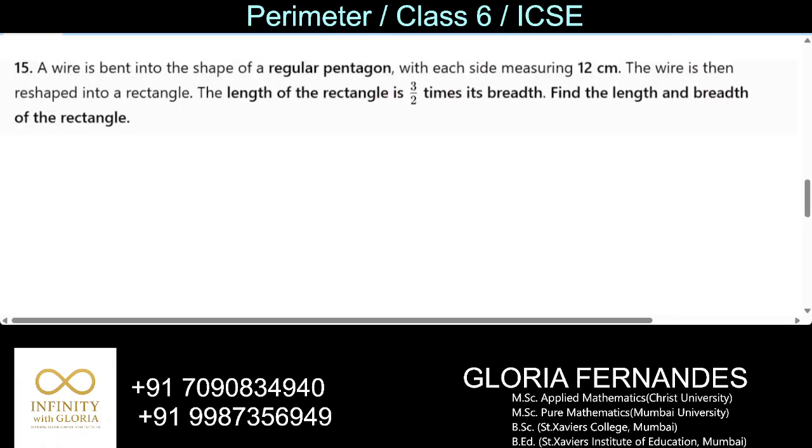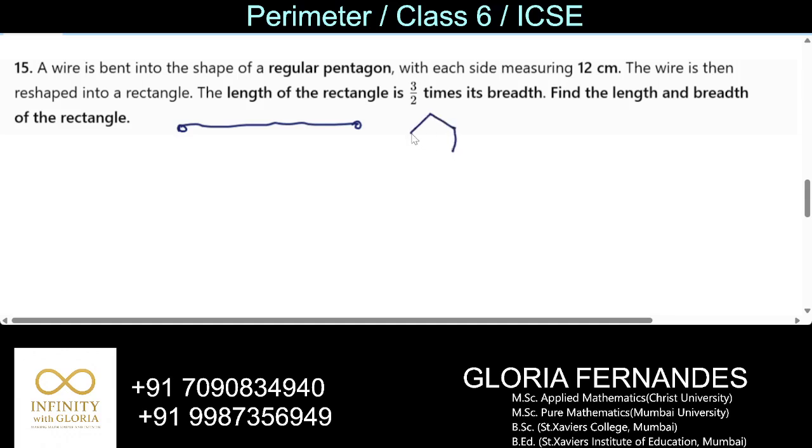So now our next question is, a wire is bent into a shape of a regular pentagon. So again here also they have given two conditions. Okay, we have to read it carefully. So let's say there is a wire. Okay, we don't know what is the length of the wire. But from this wire they are making a pentagon.